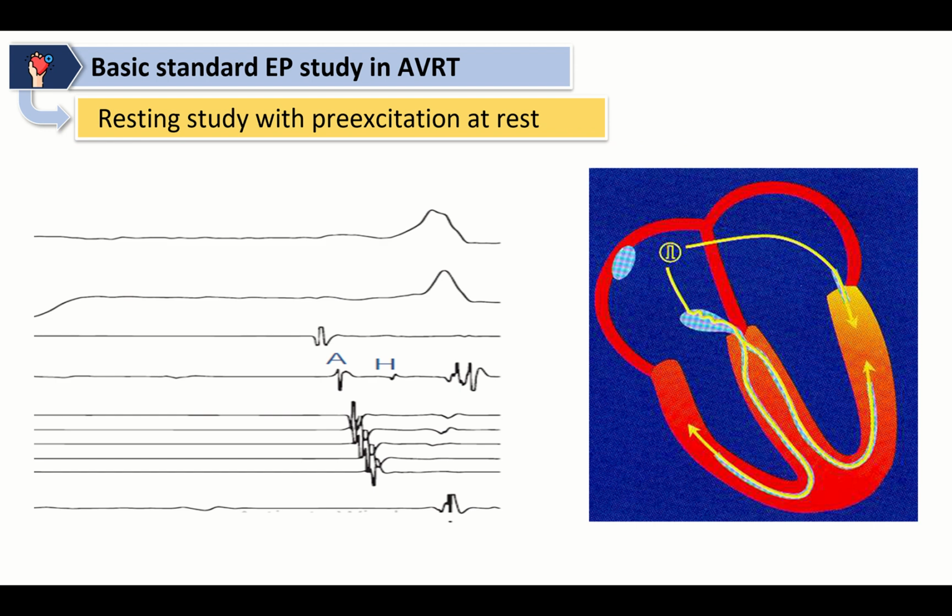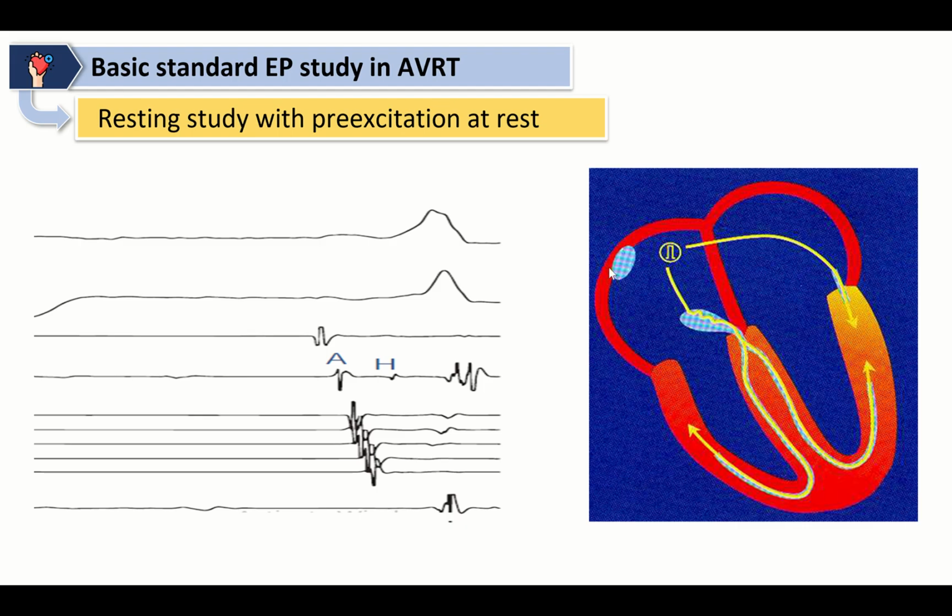However, when we have a baseline pre-excitation, it means the accessory pathway has antegrade conduction, in which we can see the ECG during rest with delta wave, short PR interval, wide QRS complex. And we have to assess the interval between the onset of delta wave on the ECG and the H, and we will find the HV interval is less than normal, less than 35 milliseconds.